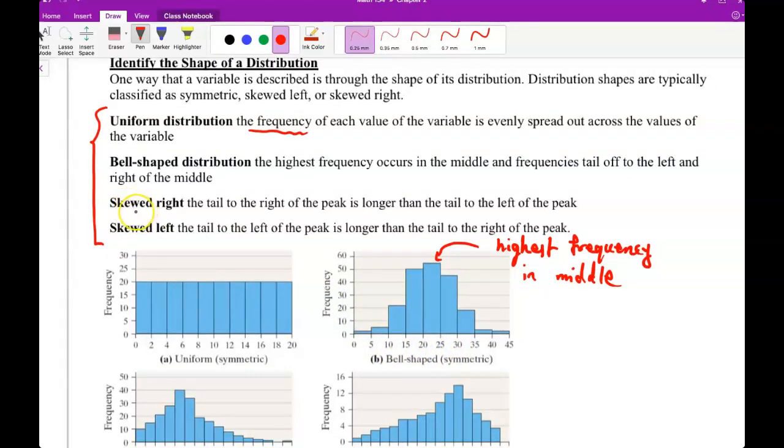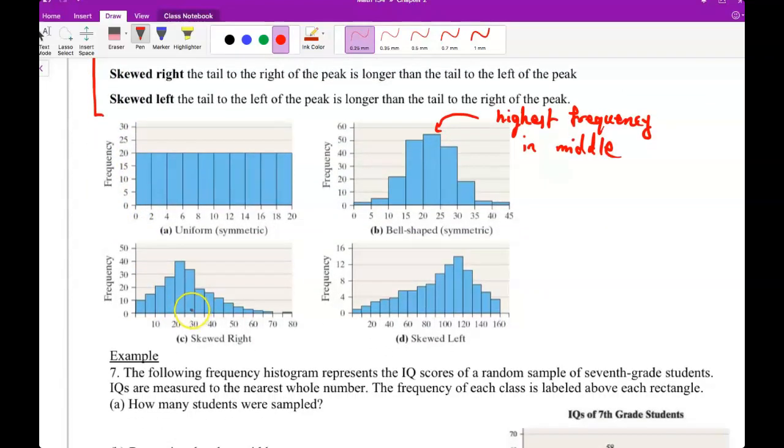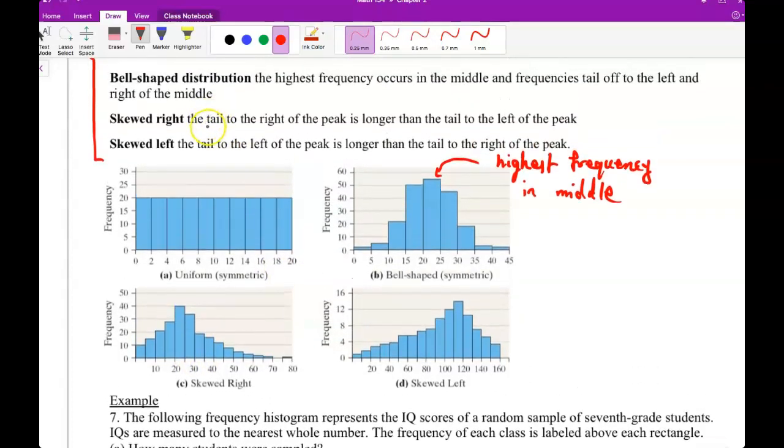Next one is skewed right. Is this one here. So the tail to the right of the peak. So this one here is the peak, because that is the highest point we have here, highest frequency. So the tail to the right, which is this one. The tail to the right of peak is longer than the tail to the left of peak. So this part is longer than what we have here on this part. See, that is longer.